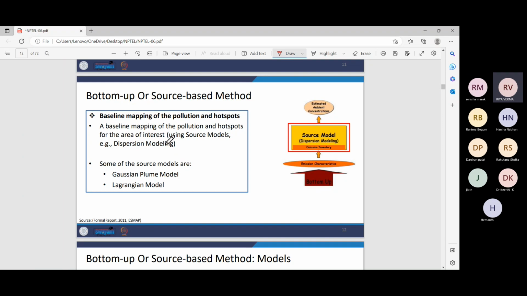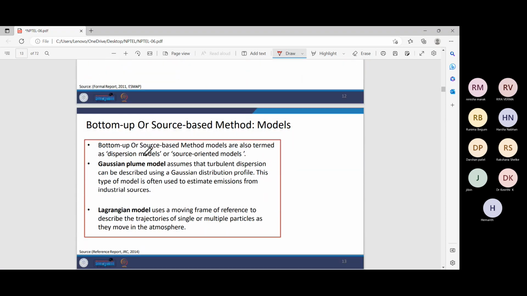And some of the models for the source-based methods include your Gaussian and Lagrangian models. The Gaussian plume model we'll be discussing in a bit more detail in the coming classes, and we will also have some numericals for these Gaussian plume models. This type of model is often used to estimate the emissions from industrial sources. And then we have your Lagrangian model. It uses a moving frame of reference, whereas the Gaussian plume model assumes a stationary frame of reference.